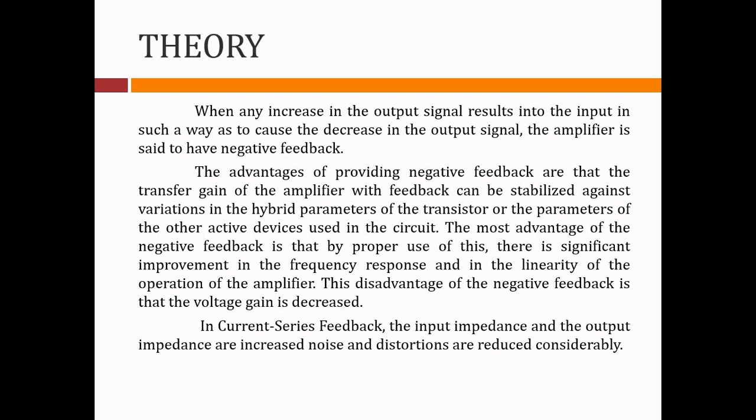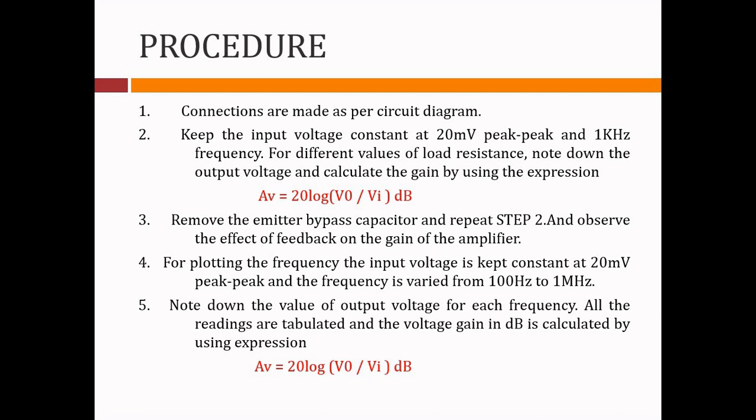You can pause the slide and go through it. The most important line is, in current series feedback, the input impedance and the output impedance are increased and noise and distortions are reduced considerably. So here is the procedure. Connections are made as per the circuit diagram. Keep the input voltage constant at 20 millivolts peak to peak and 1 kilohertz frequency. You can pause the slide again and go through these steps. We are going to express this voltage gain in terms of dB, using 20 log of V0 by Vi, where V0 is the output voltage and Vi is the input voltage.